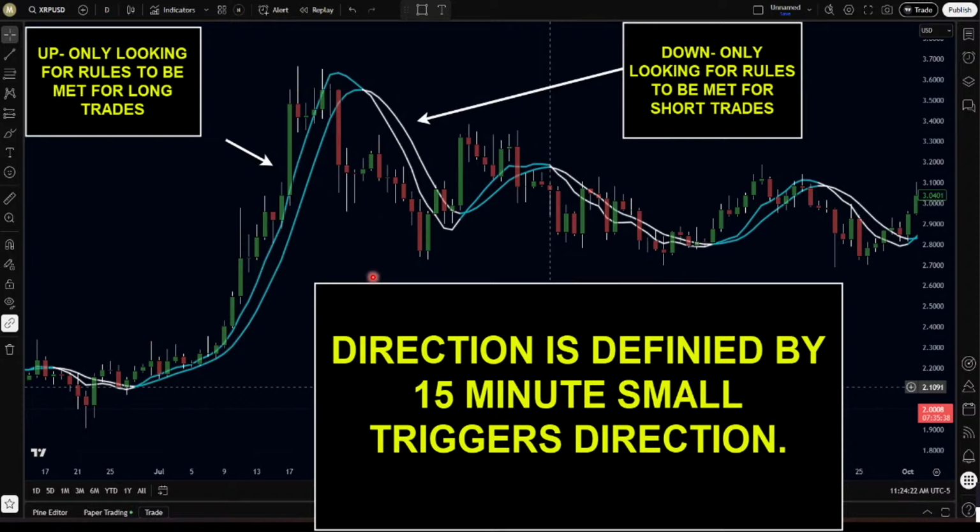You've all heard that. If the small triggers on your 15-minute chart are pointing up, the trend is up. You're only looking for rules to be met for long trades. If the small triggers on the large chart are pointing down, the trend is down. You're only looking for rules to be met for short trades.